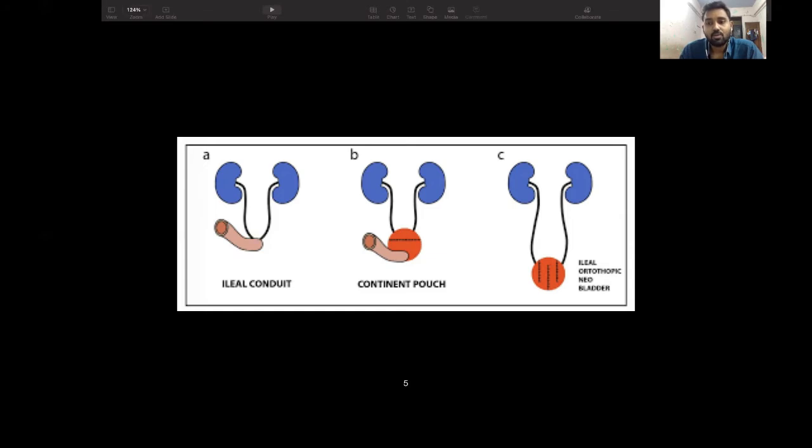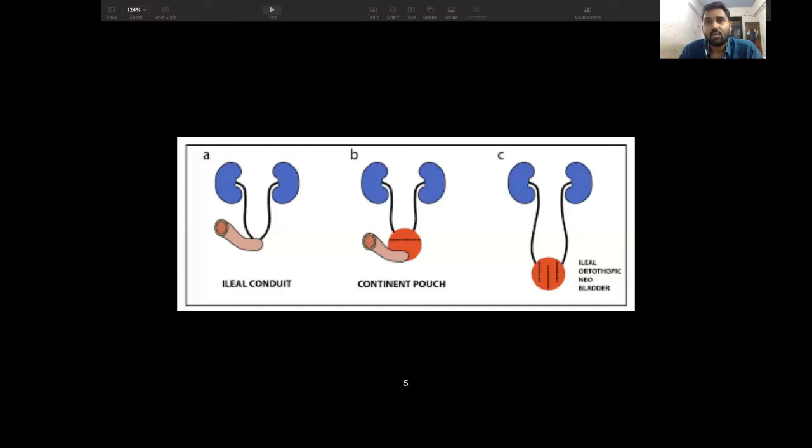Orthotopic neobladder means, as I told you, the word orthotopic means replacing the bladder in its natural position. So you create a bladder-like structure from the bowel segment and you place it in the pelvis, and one end of this orthotopic bladder is connected to the two ureters. The other end of this orthotopic neobladder is connected to the urethra.